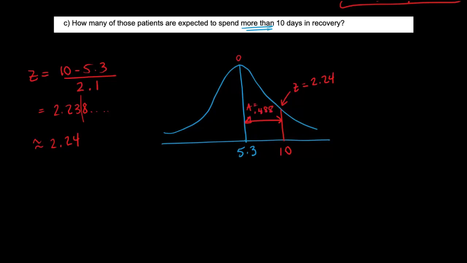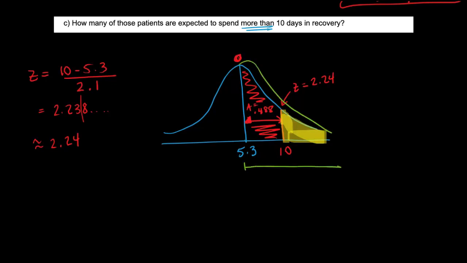So the chart always gives me the area between 0 and the z-score. And so I don't want this area that the chart just gave me though. I would like more than 10 days. So we're looking at this area right here. Since I want that area, what I can do is take the area of the entire right side of the curve. So the entire right side of the curve is 50%, which has an area of 0.5 or 0.500. And if I subtract the section that I shaded in red, the 0.488, then I can get the section that's shaded in yellow, the more than 10 days.